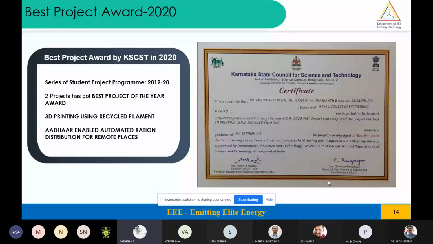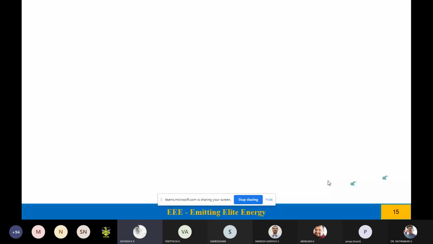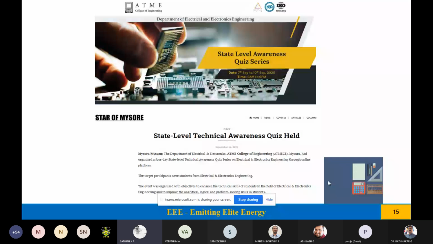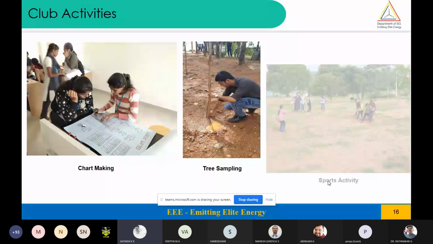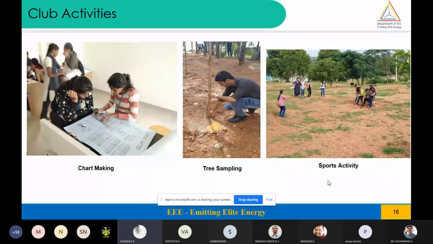And we will be conducting a state level awareness quiz series, and it has been shown. It will be conducted annually once. And club activities will be conducted across the college. Here I have shown some photos of the activities which took place in the club activities, like chart making, tree sampling, and sports activities. It will be conducted college wise, and our department students have participated, and their pictures have been shown here.